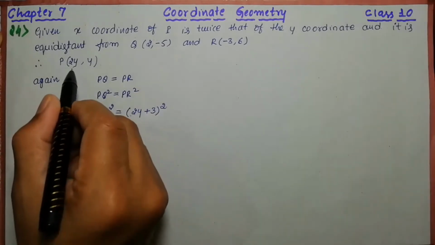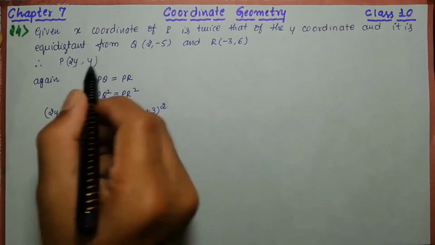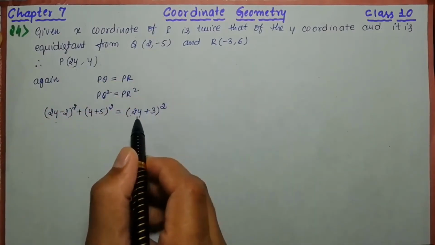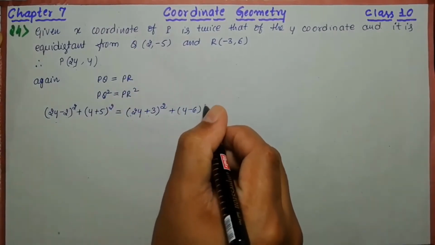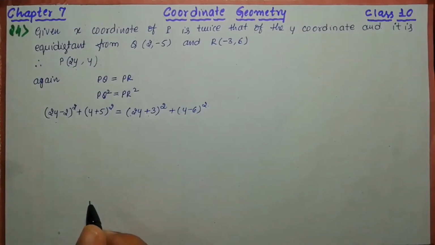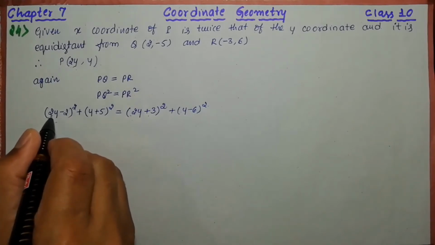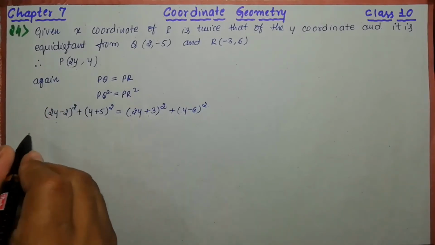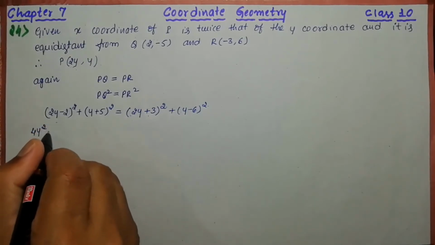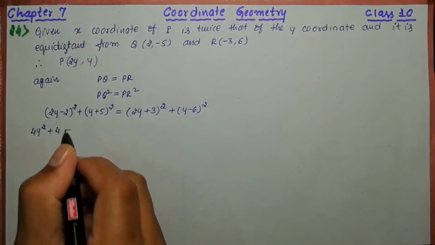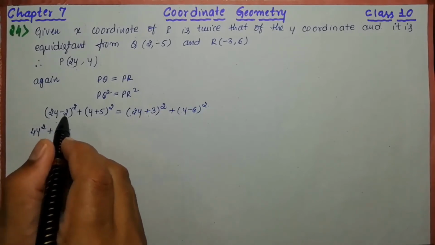Now look at here. This is x2, y2 and this is x1, y1. So now it will become 2y minus of minus 3, which is (2y plus 3) whole square, and then (y minus 6) whole square. Now it is a plus b whole square or a minus b whole square. If you apply the a minus b whole square formula here, 2y whole square becomes 4y square, and then 2 square becomes 4, and then minus 2 into 2y into 2, it will become 2 into 2 is 4, 4 into 2 is 8, 8y.